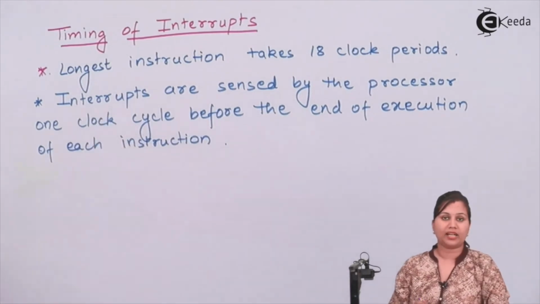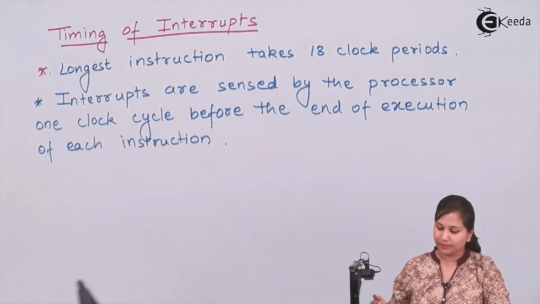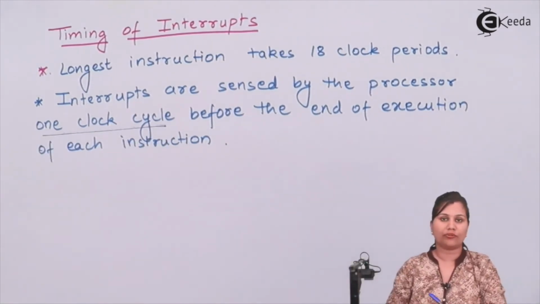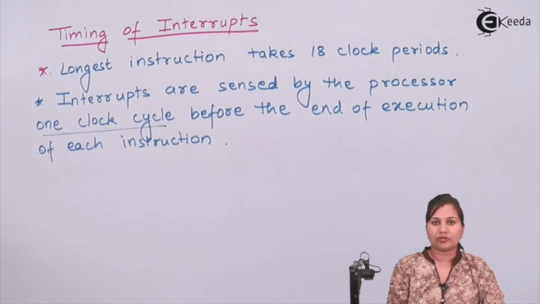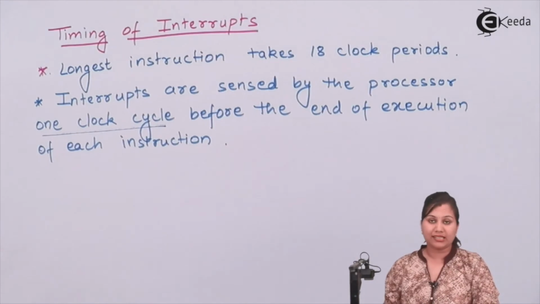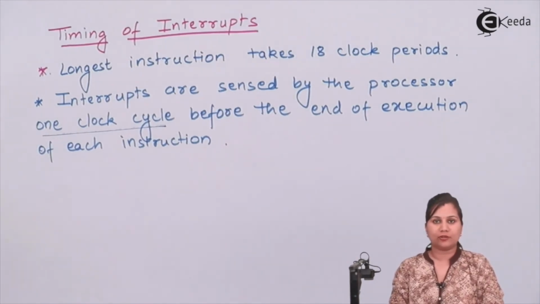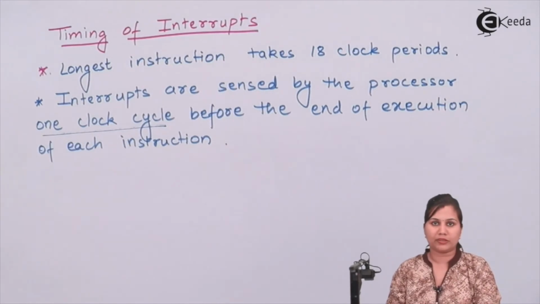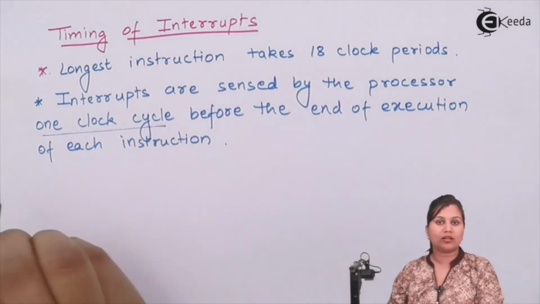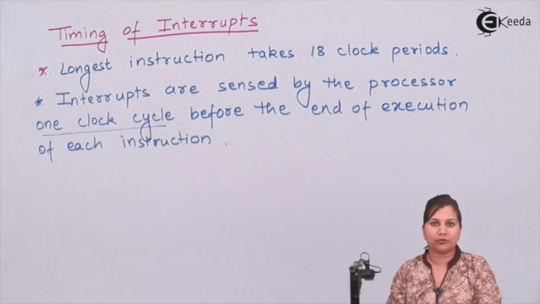So the interrupts, when they are given to the microprocessor, are sensed by the processor one clock cycle before the end of execution of each instruction. Whenever an instruction is written in the microprocessor memory, it is first fetched, then decoded, and then executed by the microprocessor. The execution of each instruction is according to the T states or clock cycles. So the interrupts are sensed by the processor one clock cycle before the end of execution.